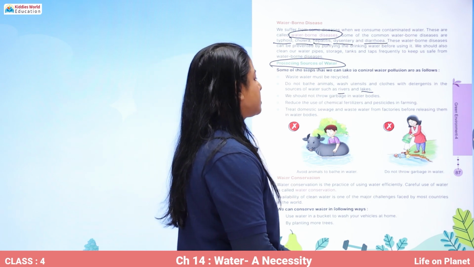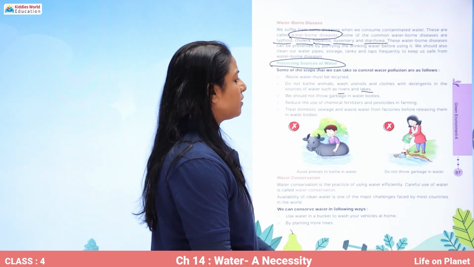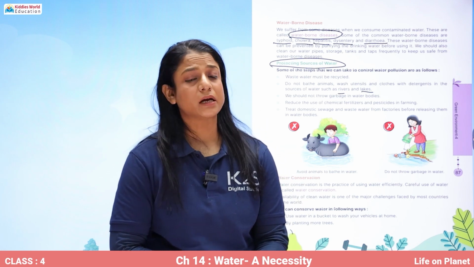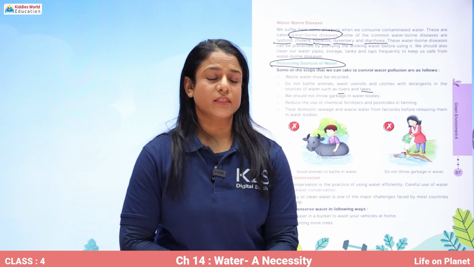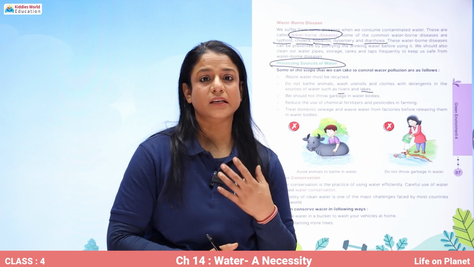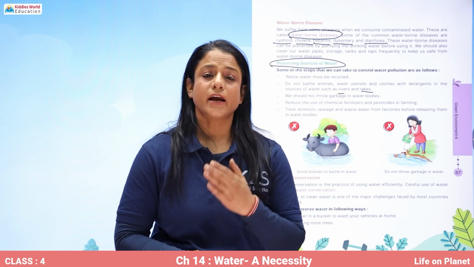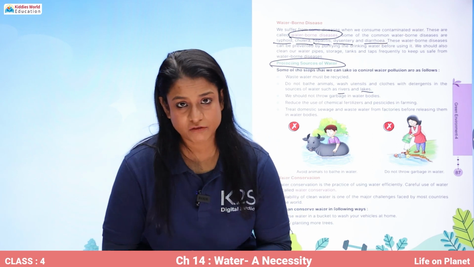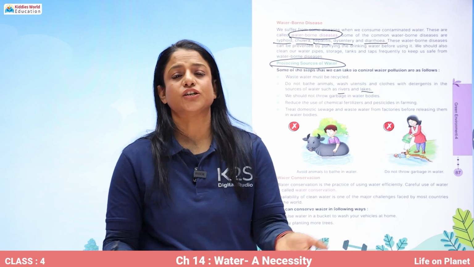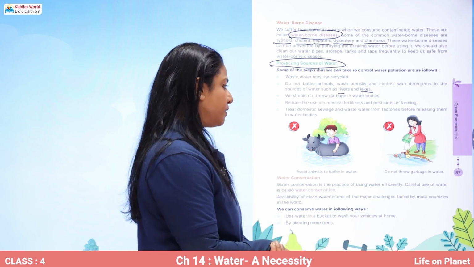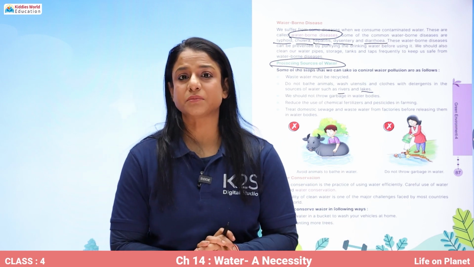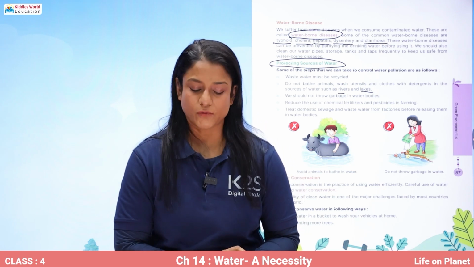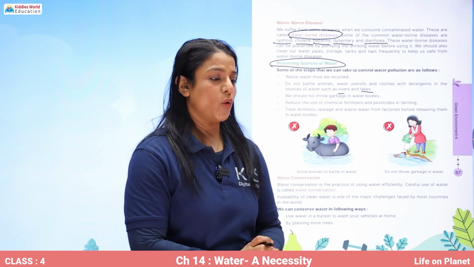Treat domestic sewage and wastewater from factories before releasing them in water bodies. There is a lot of chemical waste from the factories, so before they release it in the water bodies, it should be treated, it should be made chemical free first, and then it should be released in water. So if all these steps are taken care of, then water pollution can be avoided.